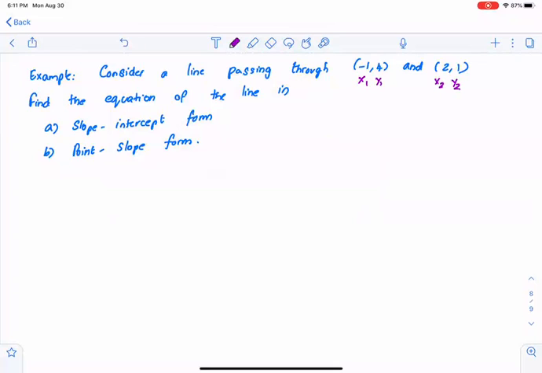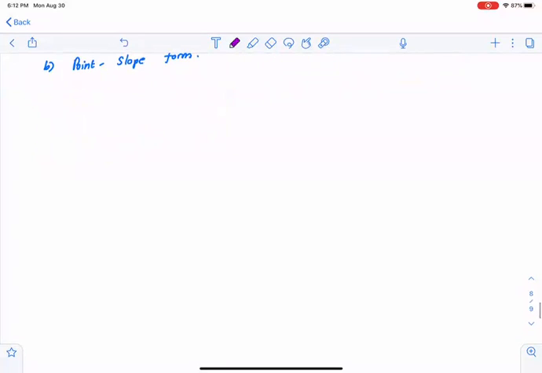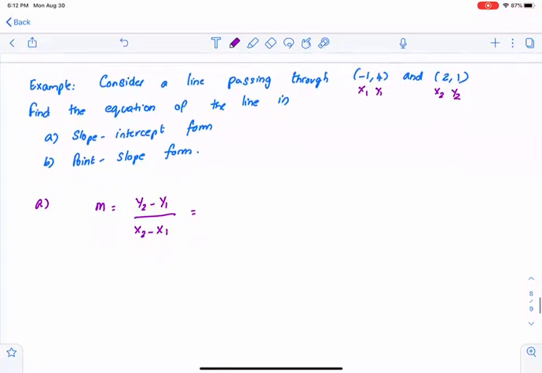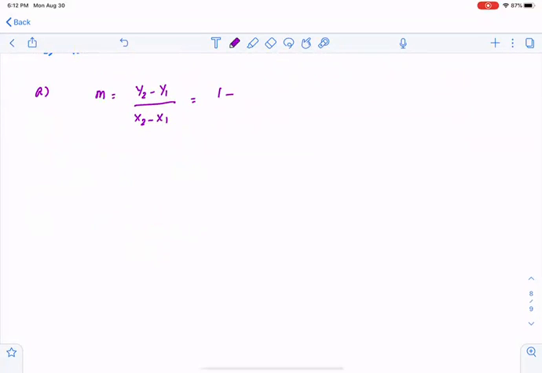It really doesn't matter which point is x1, y1 and which point is x2, y2. It is a matter of choice. I tend to write the very first point as x1, y1 and the second one as x2, y2. So for the slope-intercept form, the very first step is to find the slope. The slope m is y2 minus y1 divided by x2 minus x1. So y2 is 1 and y1 is 4.